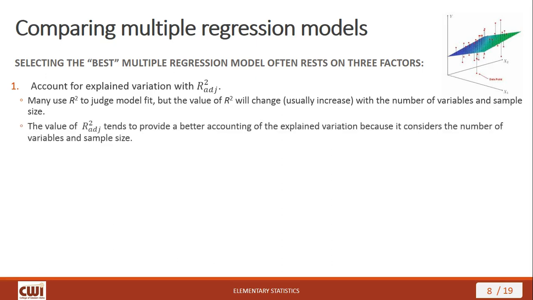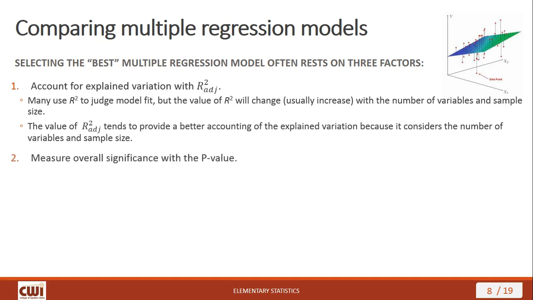So you really want to use the adjusted r-squared value when comparing multiple regression models, because it provides a better accounting for the explained variation. It takes into account the number of variables and the sample size, so that we actually can compare apples and oranges on a more even playing field.